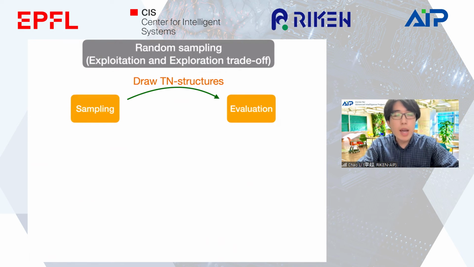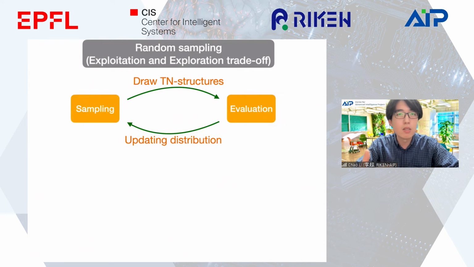And in the evaluation phase, each tensor network structure will be given a score to represent its fitness in the problem. And all the information of the scores will be used to update the sampling distribution for the next iteration. The two phases will be done recursively until convergence.